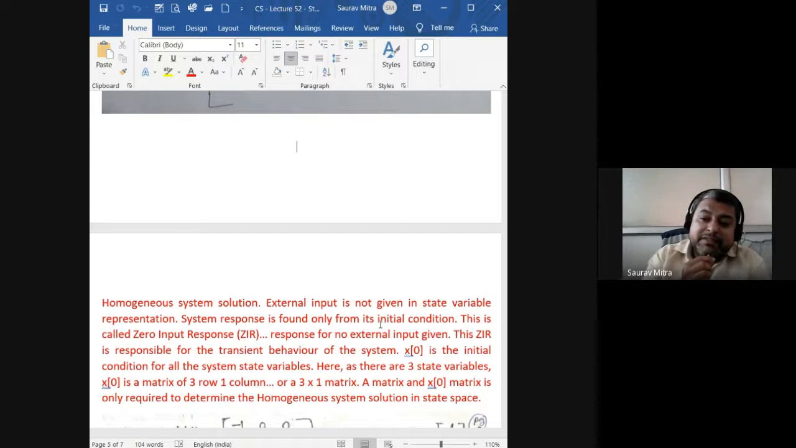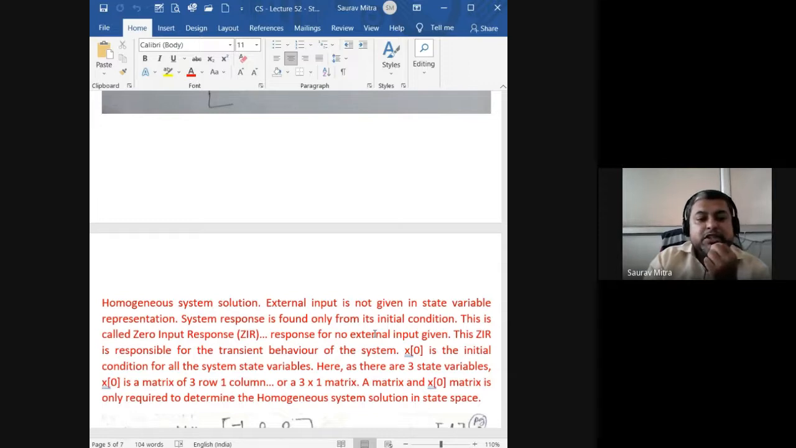For any system given, if you are considering all the initial conditions, it will give you the zero input response. And if you are considering only the external input, this is called the zero state response. So we are trying to find the homogeneous solution, that is nothing but the zero input response, because we are considering only the initial conditions. This is the homogeneous system solution, and this response is when no external input is connected to the system. That means u t is equal to 0. ZIR stands for zero input response.